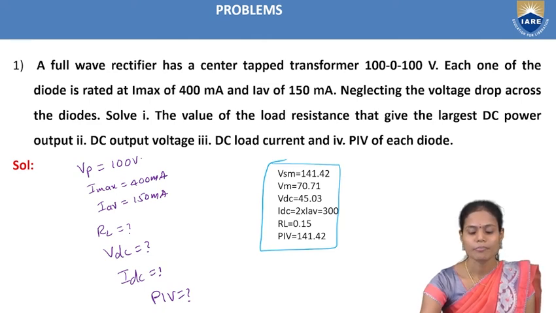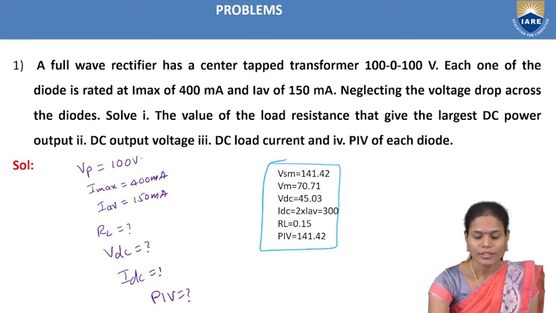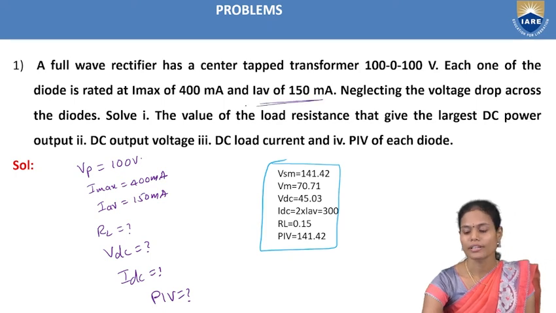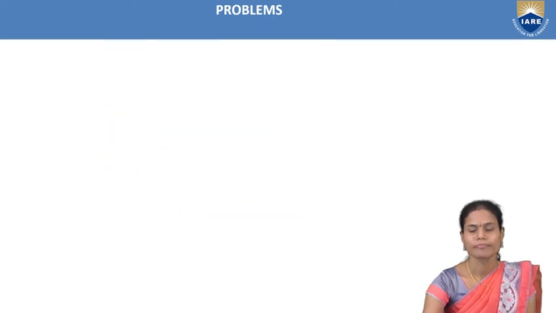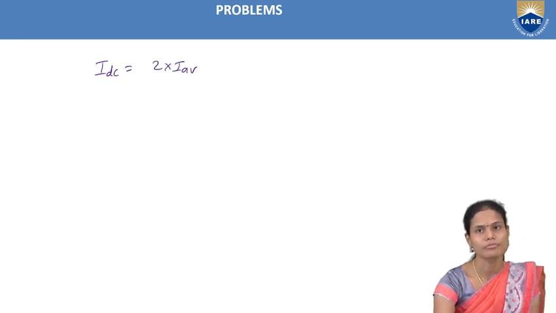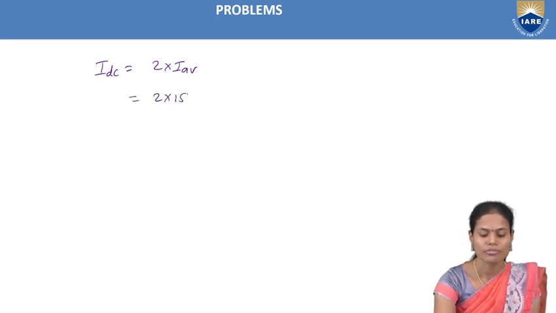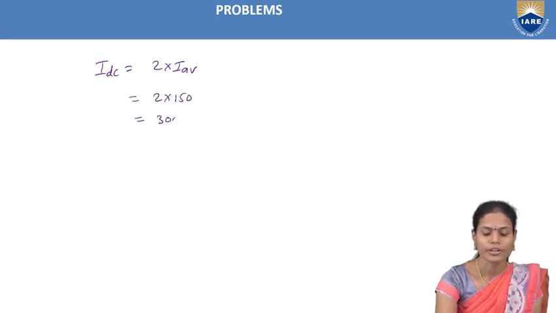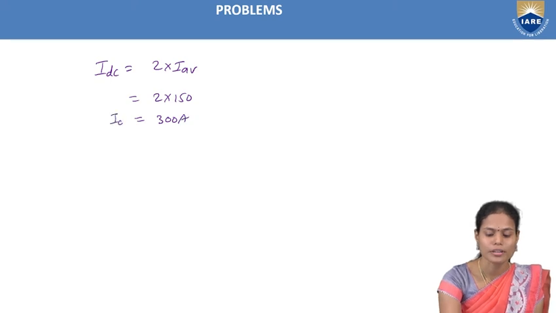So IDC we can calculate from the given average value of the current. IDC is equal to 2 into I average. Why? Because we are using two diodes. That is 2 into 150, equal to 300 amperes. That is the IDC current here.